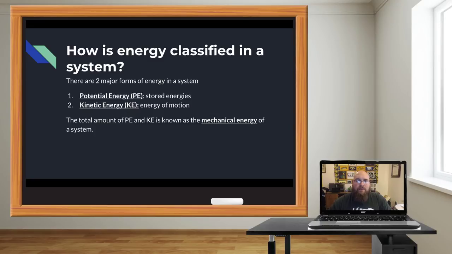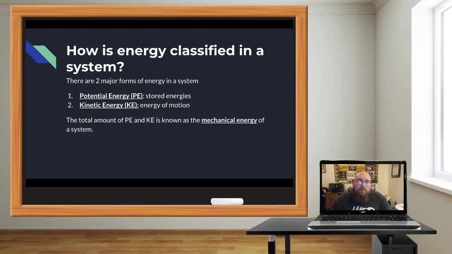So now that we understand what energy and systems are, how is energy classified in a system? Well, there are two major forms. We're already aware of these: potential energy, or PE, and kinetic energy, or KE. Remember that potential is stored energy. That is pretty major. You might want to make sure that you write that down, as well as kinetic energy is the energy of motion. I would definitely write those two things down so that you don't get them crisscrossed.